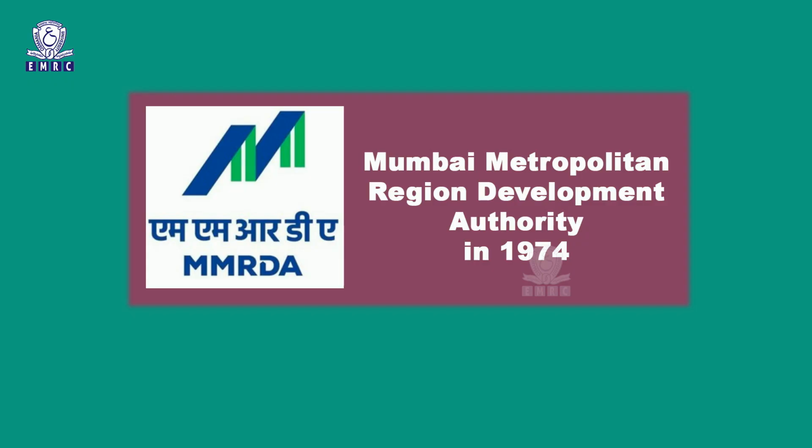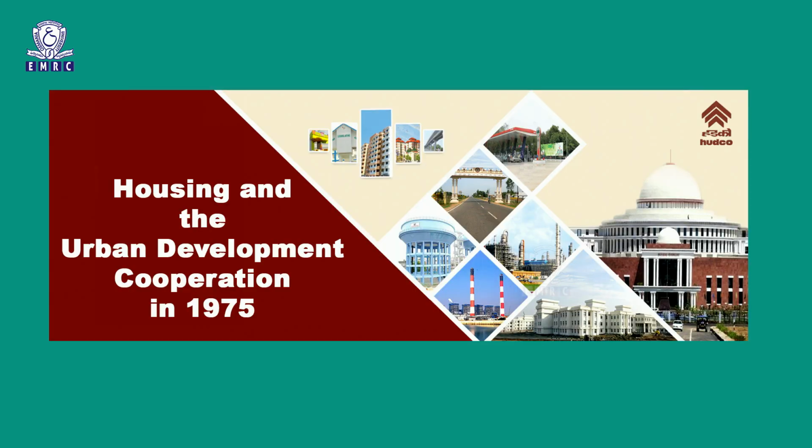There was greater concern for urbanization and urban affairs, urban problems, and the urban poor. The state governments were instructed to create metropolitan planning regions to take care of the growing areas outside administrative city limits. The Mumbai Metropolitan Region Development Authority in 1974 and the Housing and Urban Development Corporation in 1975 were established.